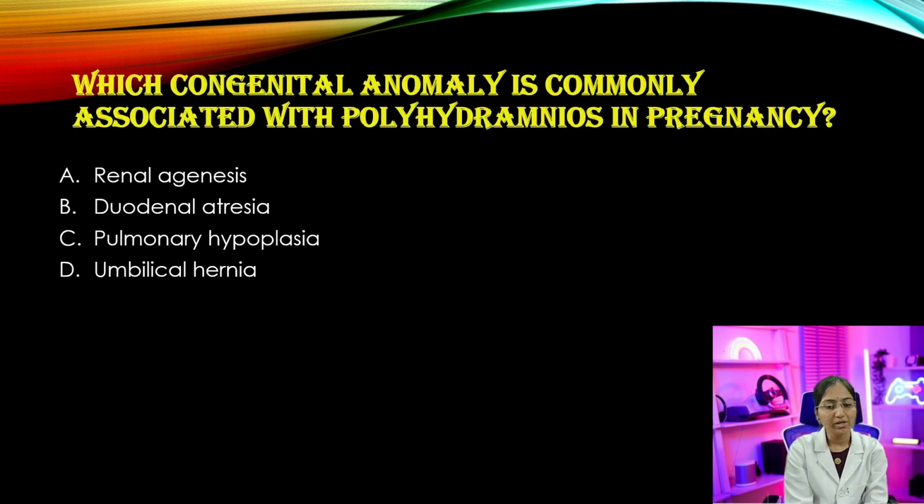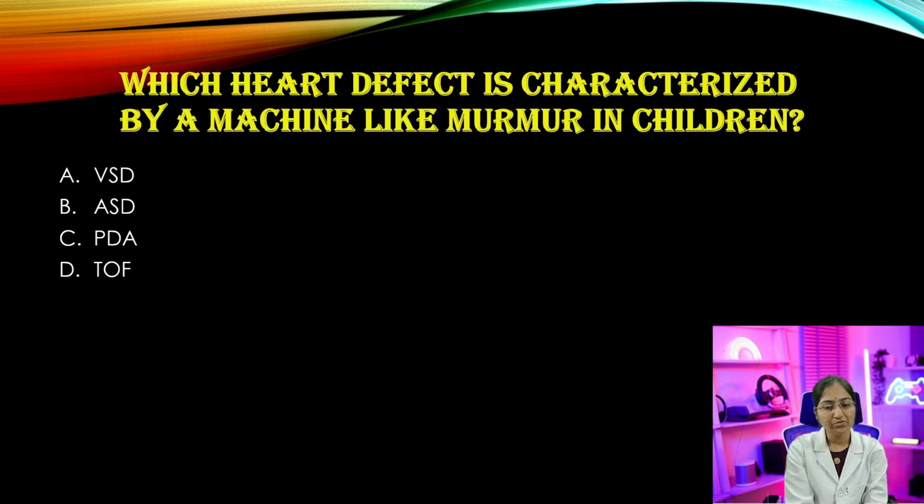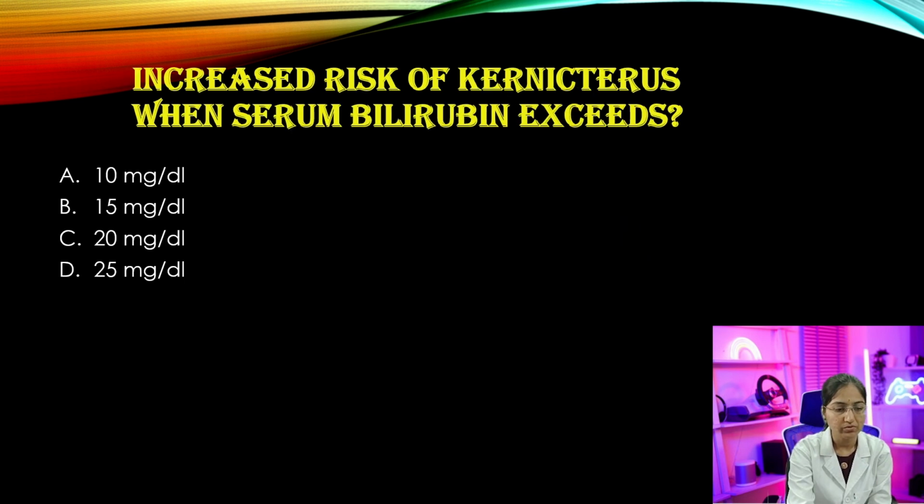Which congenital anomaly is commonly associated with polyhydramnios in pregnancy? These are the options here. And the right answer is duodenal atresia. We'll move to the next one. Which heart defect is characterized by a machine-like murmur in children? These are the options here. Right option is PDA, patent ductus arteriosus. We'll move to the next one.